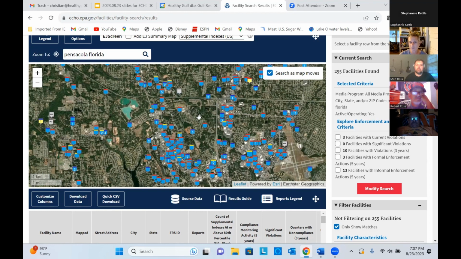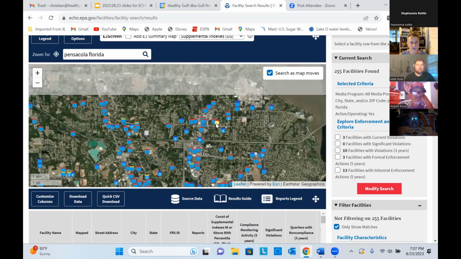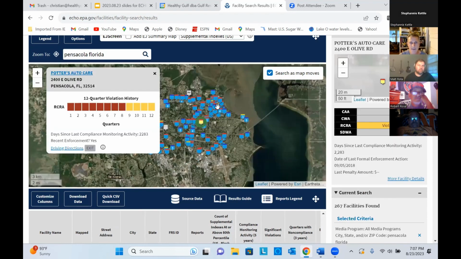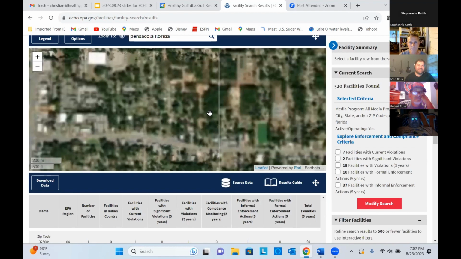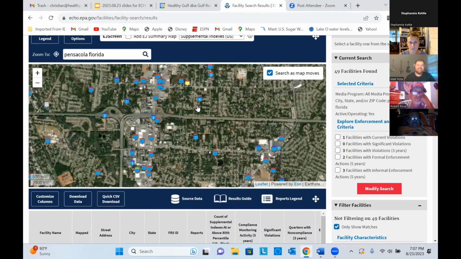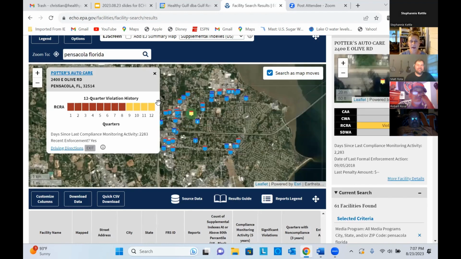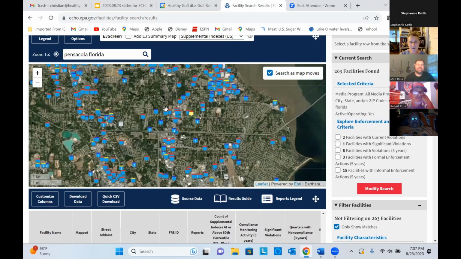These are smaller facilities, probably in that range. In fact, we can just click on one here, Potter's Auto Care, which is just a little auto repair shop. Sorry, I lost it there. Let's see if I can get it to hold. Well, it doesn't want to stay on it, but they're having some compliance issues anyway, it looks like.